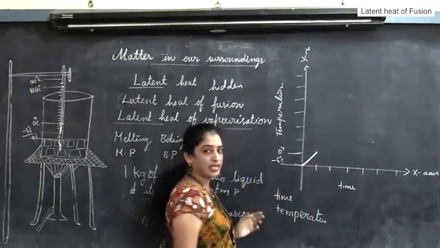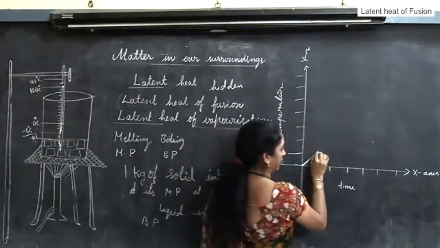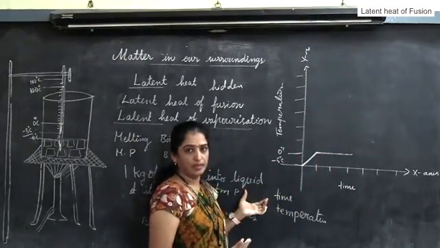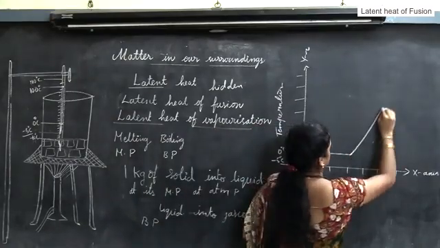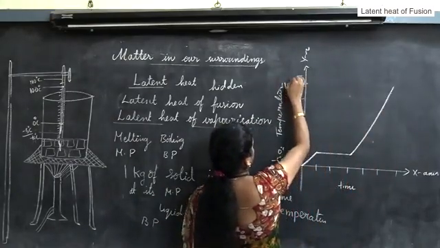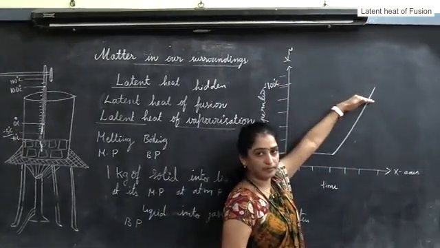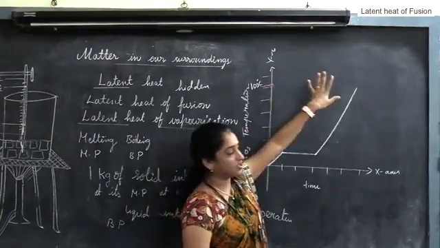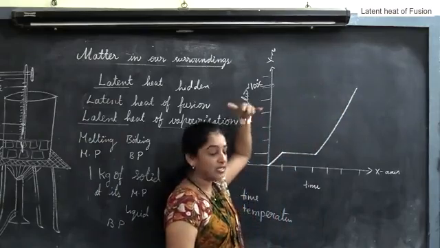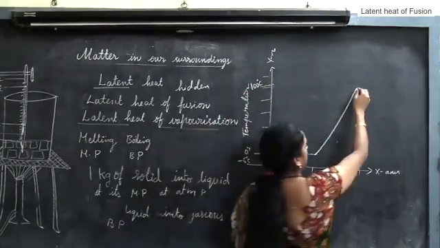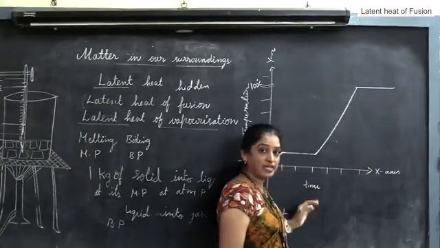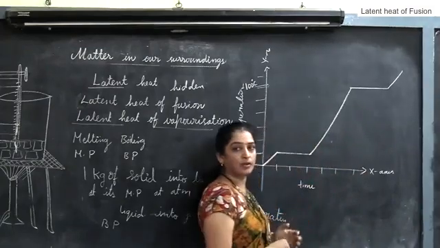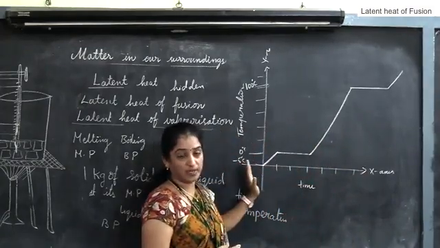When it reaches 0 degrees centigrade, we are continuously heating, but the temperature does not rise. It remains the same. After some time, it reaches 100 degrees centigrade and keeps on rising. When it reaches 100 degrees centigrade, it stops rising and remains constant for some time. Again it starts rising. Okay, this is the rough graph for this experiment.